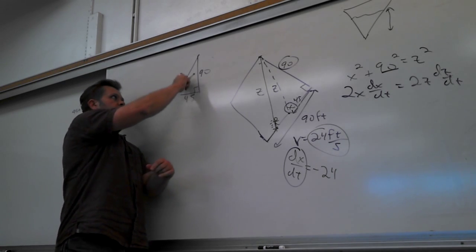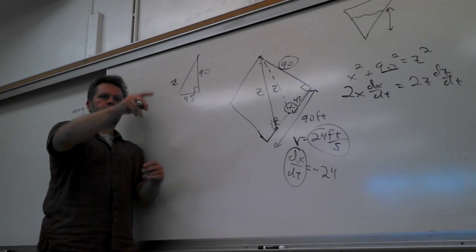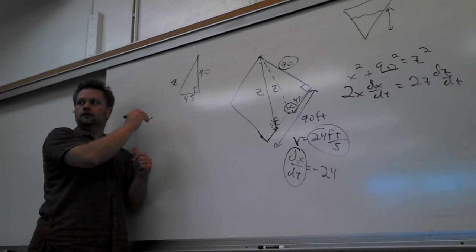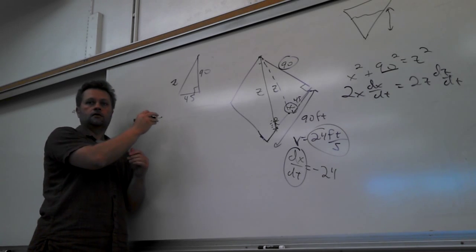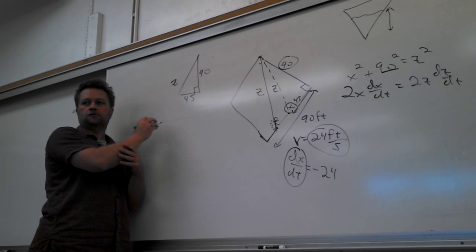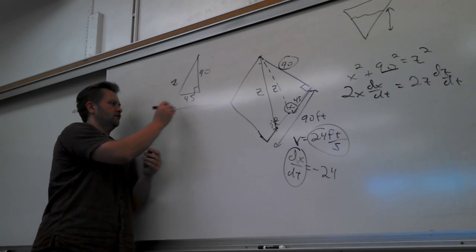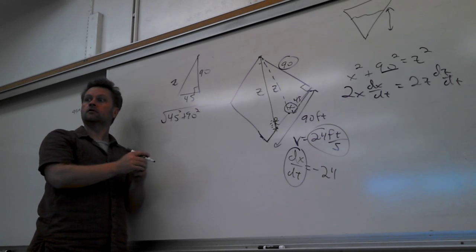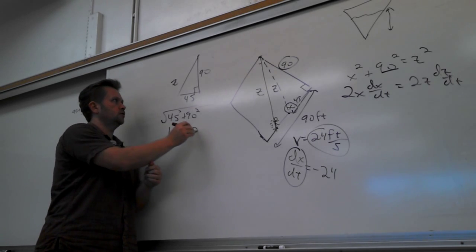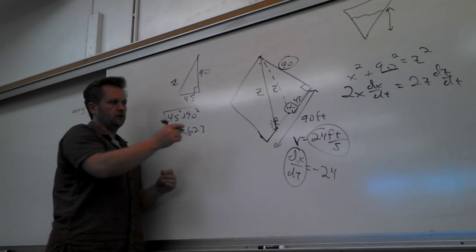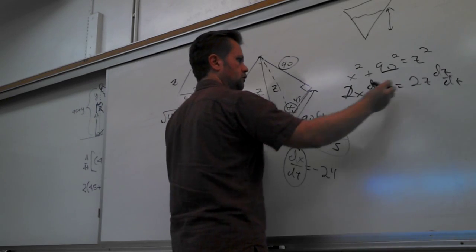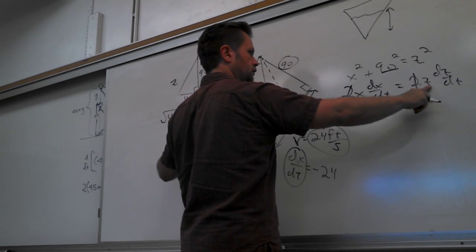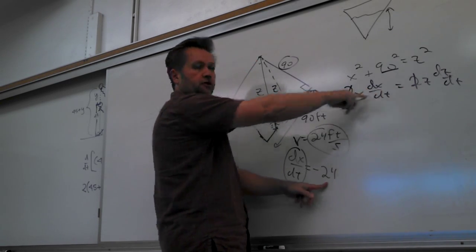So now I can figure out what z is. Did you do it? No, I didn't. I thought you would have done it since you kept saying you should have. It's the square root of 45 squared plus 90 squared. Does anybody have a calculator? 100.623. Sounds about right. So the 2's go away. You plug in x of 45, you plug in z of 100.623, and you plug in negative 24 for dx/dt.